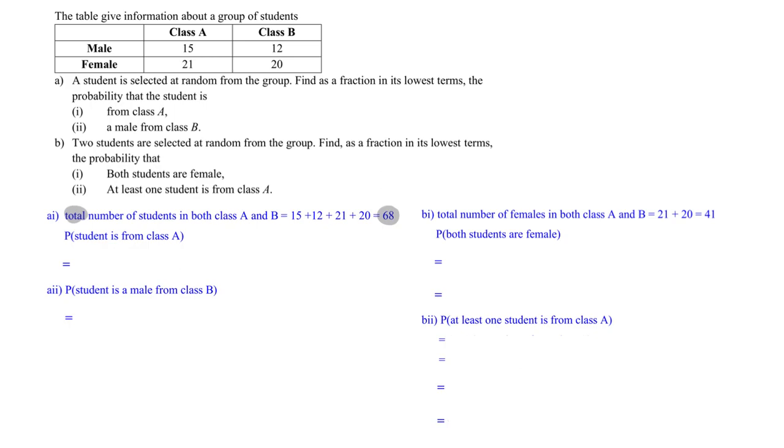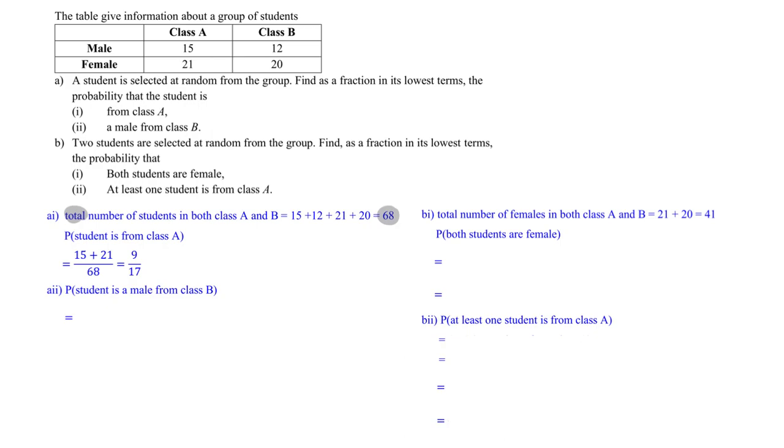So the probability that a student is from class A, how many students are there from class A? Well, 15 plus 21. Therefore, the answer will be 9/17 because it will be 15 plus 21, 36 over 68, 9/17.